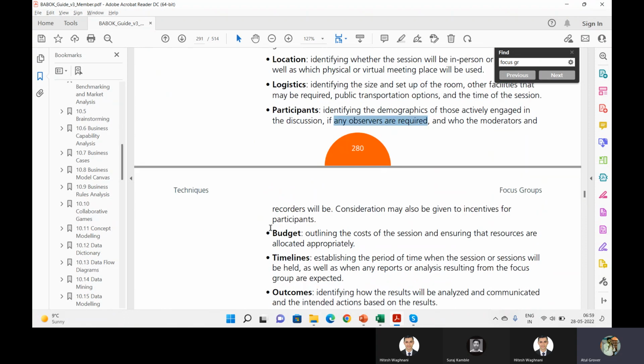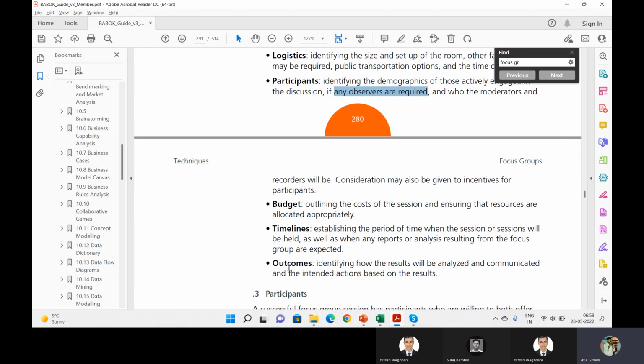Budget, definitely to do these sessions, we need a budget. Timelines, it's not like भाई खुला है, जब मर्जी से करेंगे, जब तक मन होगा तब तक. नहीं, we have to be defined: 3 days, 4 days, 5 days, 7 days, like this, and what outcomes we will be expecting here.